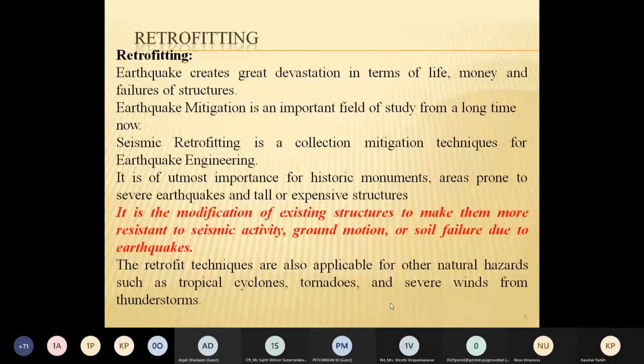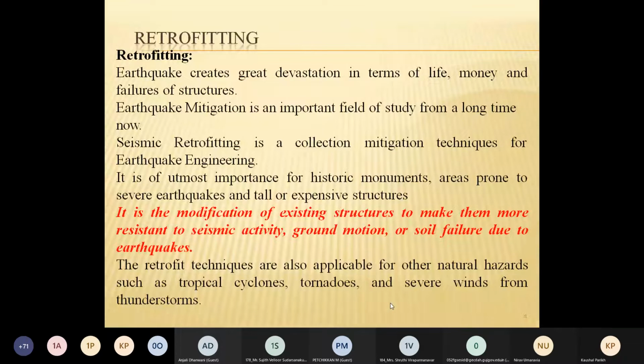Hence, it is very much necessary to save the historical monuments, also to save human beings in the zone of earthquakes, and also to save tall structures. So it is nothing but retrofitting, the modification of existing structures to make them more resistant to seismic activity, ground motion, or soil failure due to earthquakes.